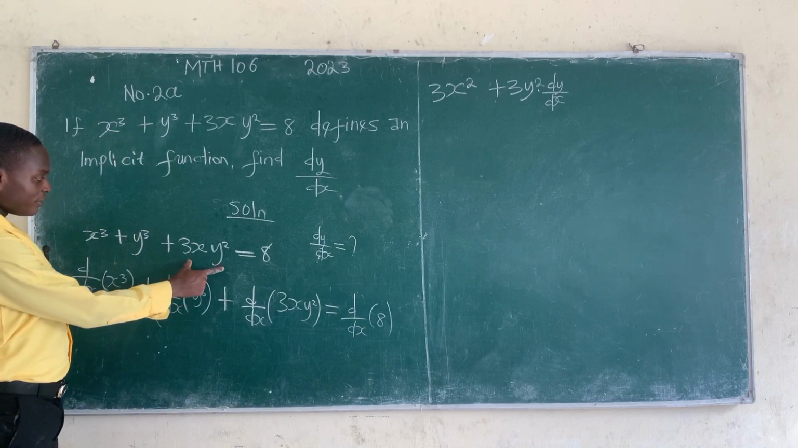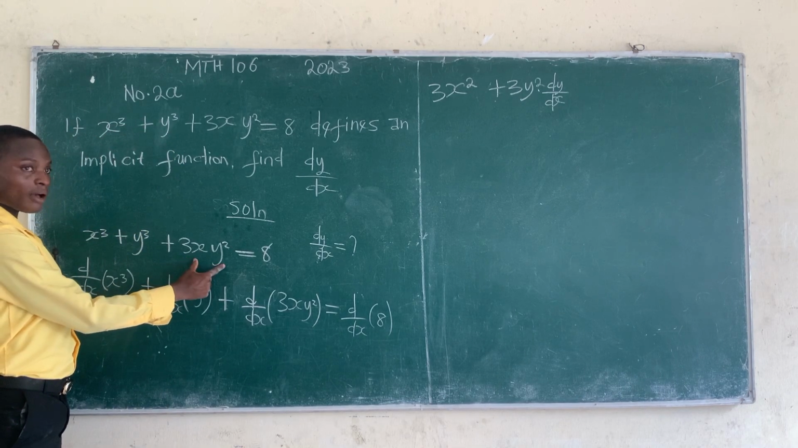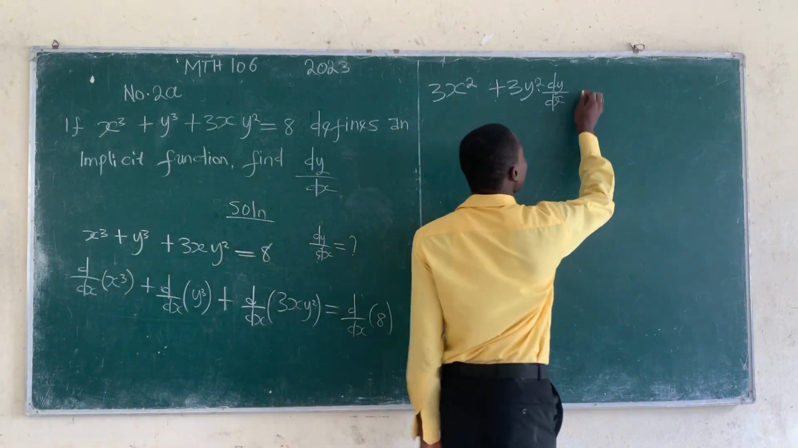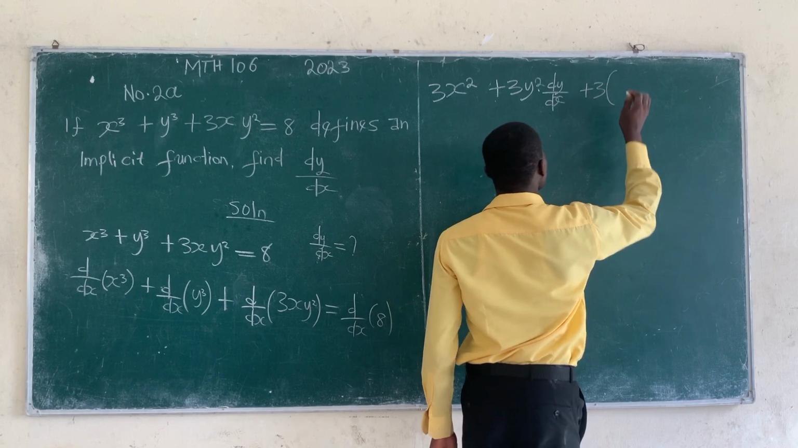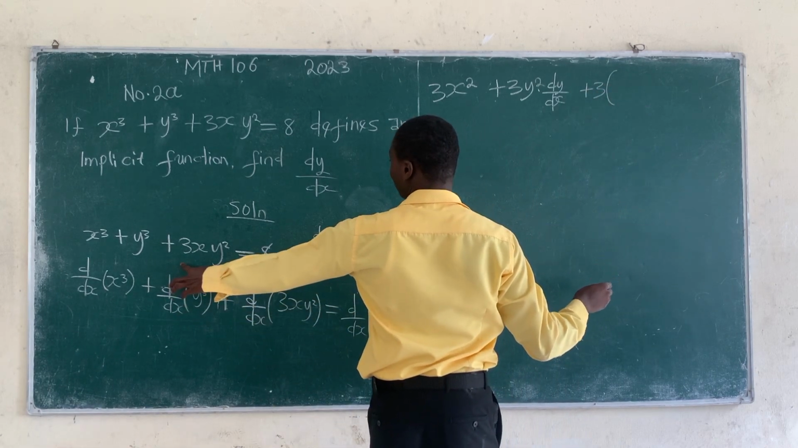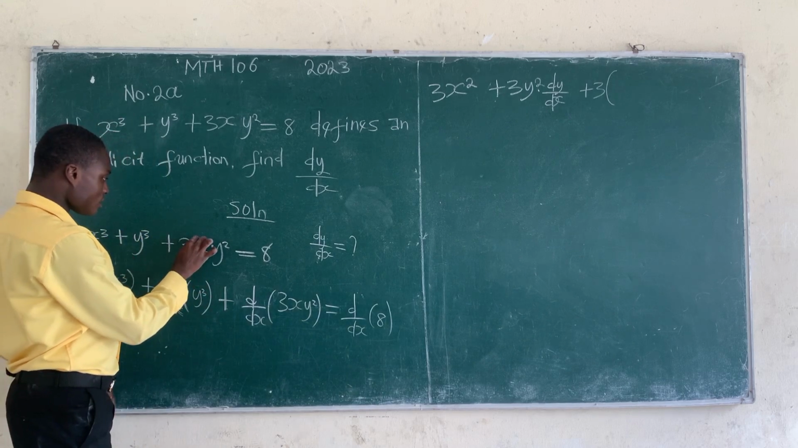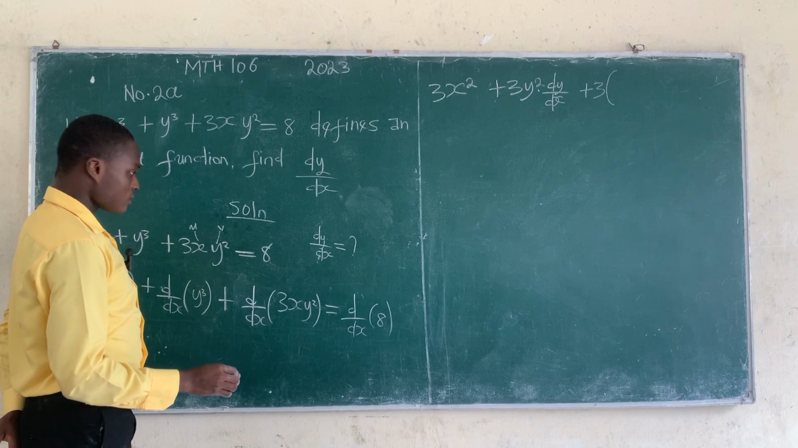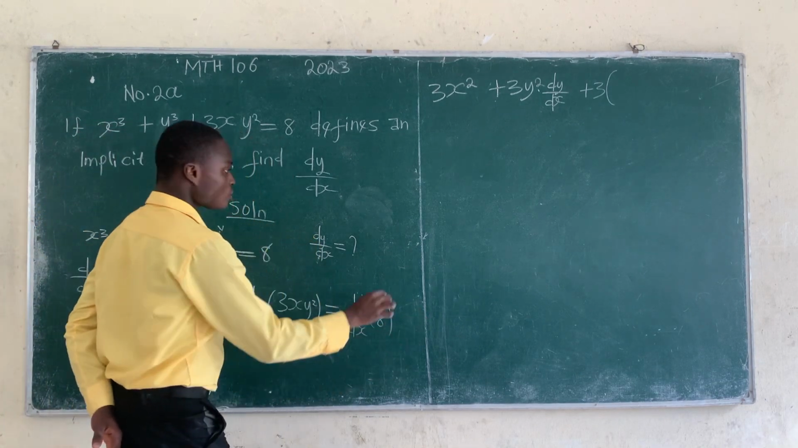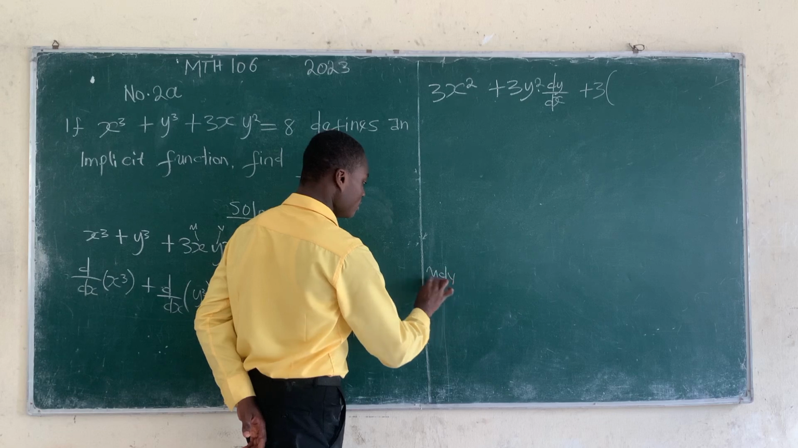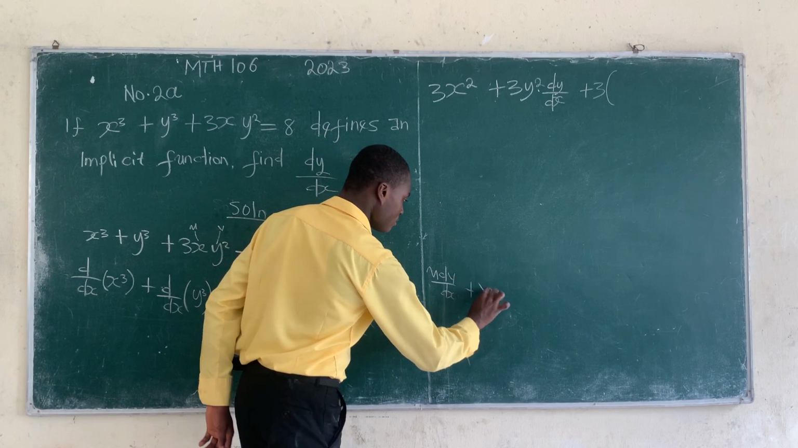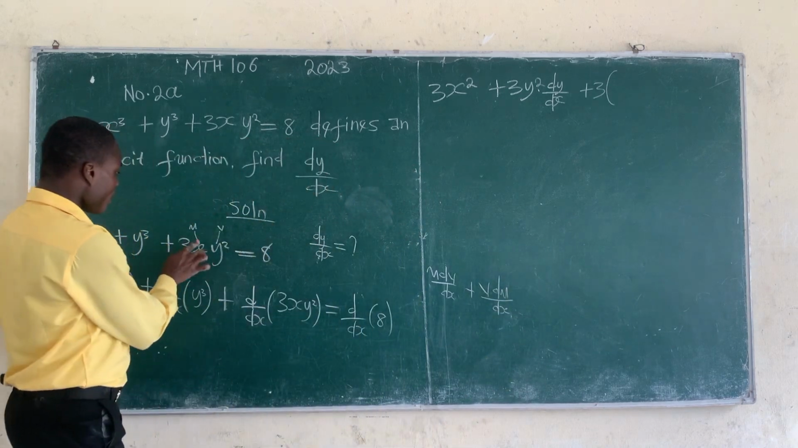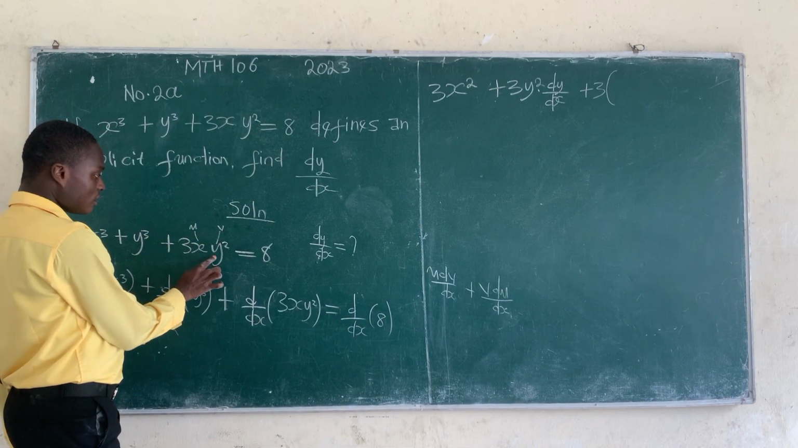Now the next one is to differentiate this. But to differentiate this, of course, we have to apply the product rule here. But first of all, we have 3 constant plus 3, we open brackets. Remember, we have to differentiate this using the product rule. Using the product rule, this is our u and this is our v. And the product rule tells us u dv dx plus v du dx. x is our u, and v is our y square.